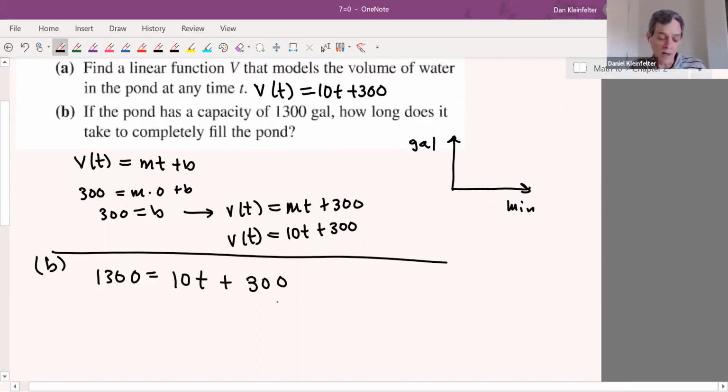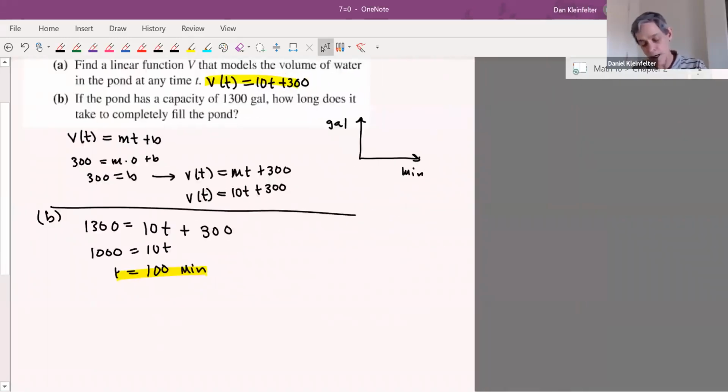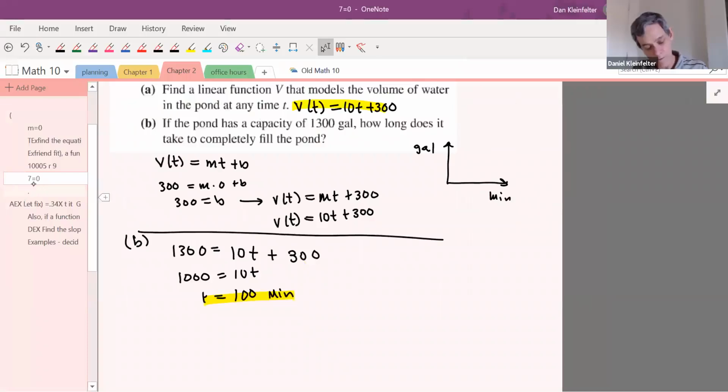Okay, so then subtracting 300 from both sides, it looks like our t will be 100, and that's 100 what? 100 minutes or gallons? Okay, I know all of you said minutes, so that's good. So it'll take 100 minutes in order to fill this pond. Okay, all right, so that does it for that problem. We have one more, and then we're all finished with this.